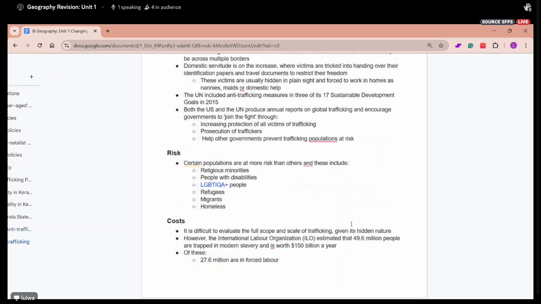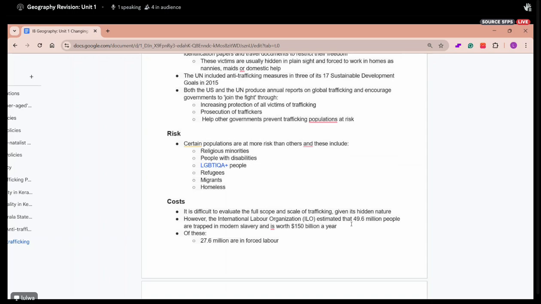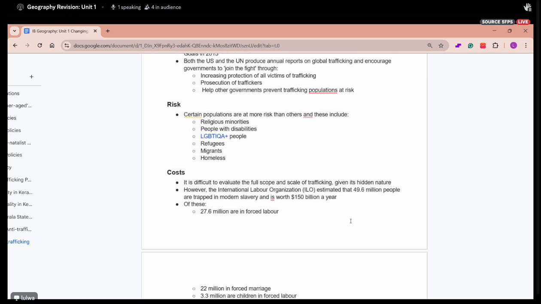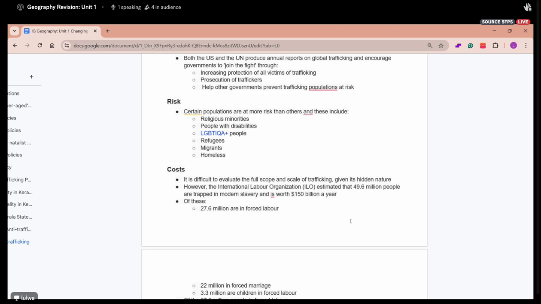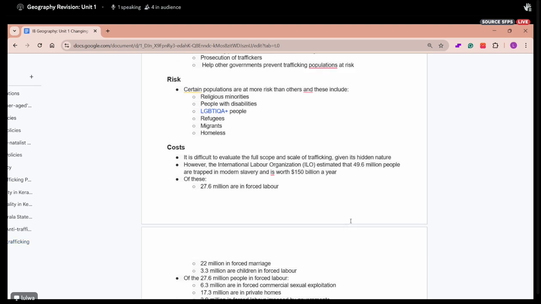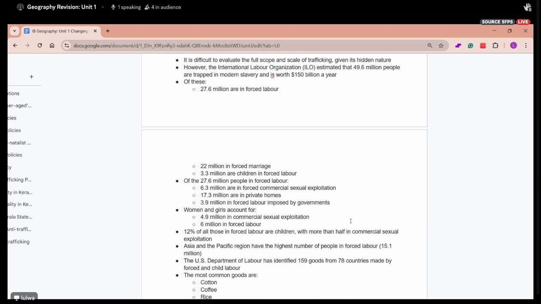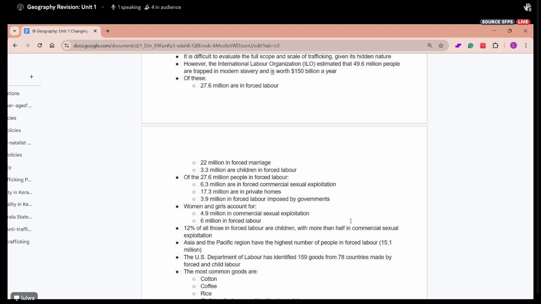Risks. There are many different kinds of populations who are more at risk, such as religious minorities, people with disabilities, LGBTQIA people, refugees, migrants, and the homeless. However, there are multiple costs. It is difficult to evaluate the full scope. However, the ILO estimated that 49.6 million people are trapped in modern slavery today, and this industry is worth $150 billion a year. Of these, 27.6 million are in forced labor, 22 million are in forced marriages, and 3.3 million are children in forced labor. And women and girls account for 4.9 million in commercial sexual exploitation and 6 million in forced labor.